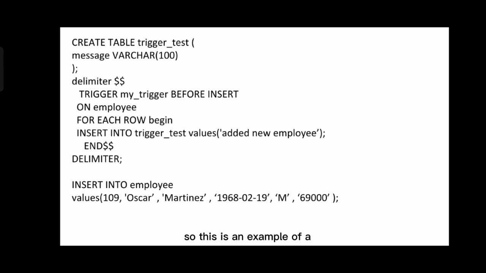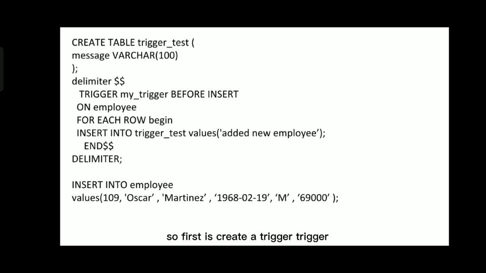So this is an example of a trigger code. First we create a trigger test, and then we will have an example of a trigger for a message. So we'll set our variable character 100. We'll set our limiter for our syntax output to 100, so we have a huge syntax storage: variable character 100.